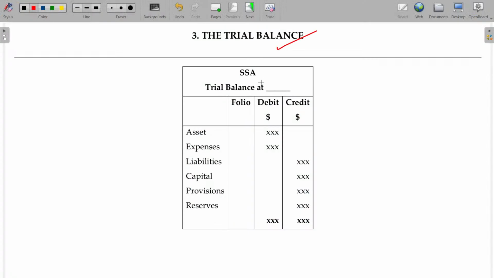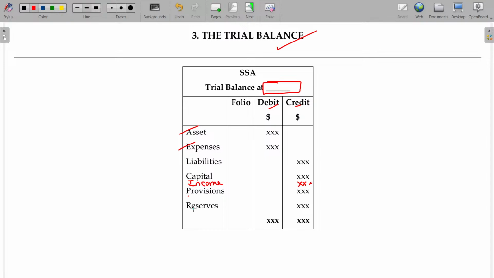Preparation of the trial balance. In a trial balance, you have to mention the date, debit side and credit side. On the debit side, you need to have assets and expenses. On the credit side, you have liabilities, capital and income.